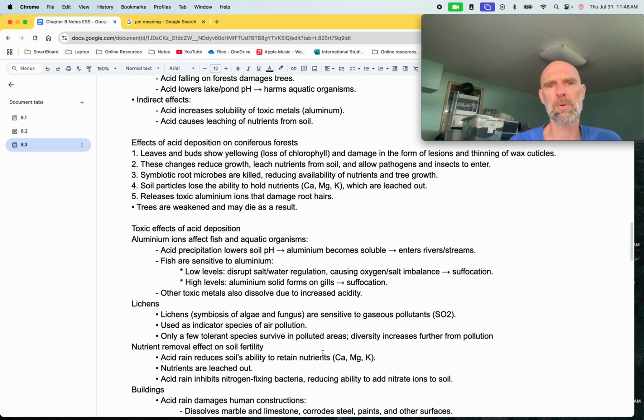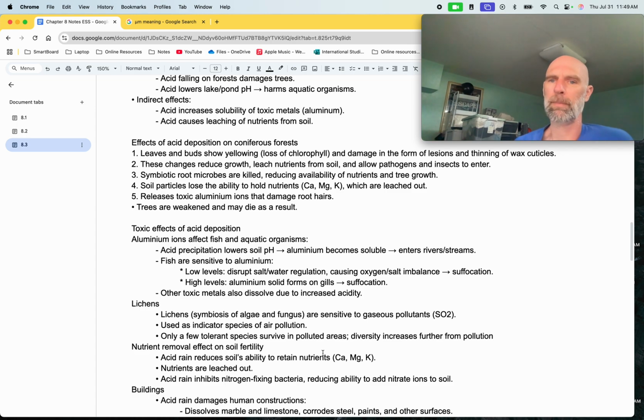These changes reduce growth, leach nutrients from soil, and allow pathogens and insects to enter. Pathogens and insects are just like anything. They like easy prey. And when you've got a plant that's looking sick and on its deathbed, that's easy pickings. Symbiotic root microbes are killed, reducing availability of nutrients and tree growth. So remember how we talked about acid rain attacking roots? That's how.